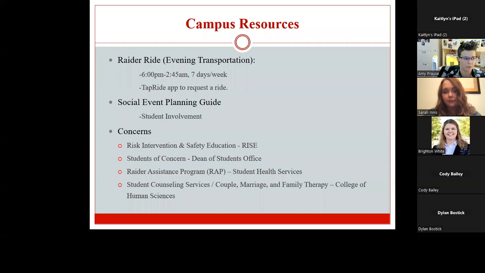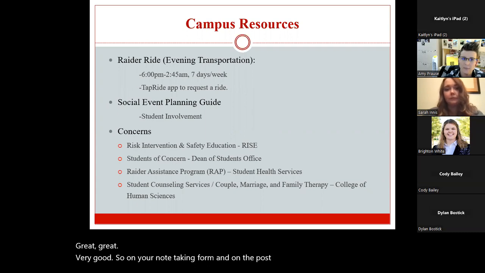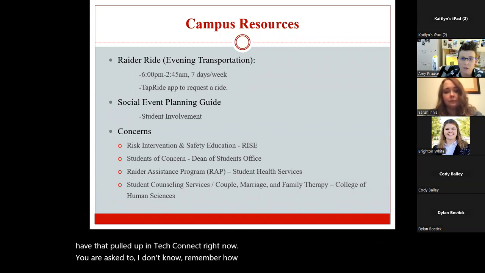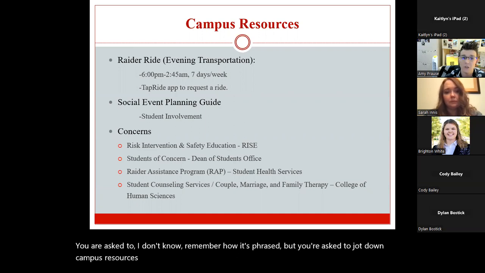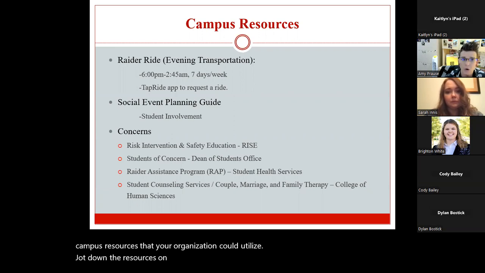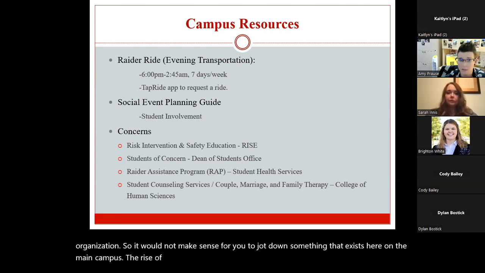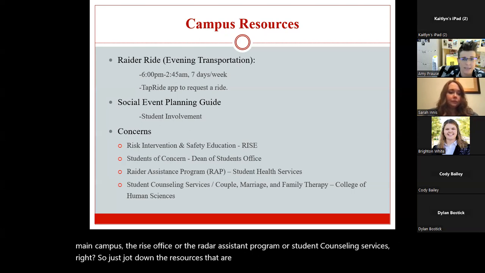Great, very good. So on your note-taking form and on the post training assessment, if y'all have that pulled up in Tech Connect right now, you're asked to jot down campus resources that your organization could utilize. Jot down the resources on your campus that you know are available to you as a student and to your organization, like the RISE office, the Rater Assistant Program, or Student Counseling Services. So just jot down the resources that you know are available to you on the main campus.